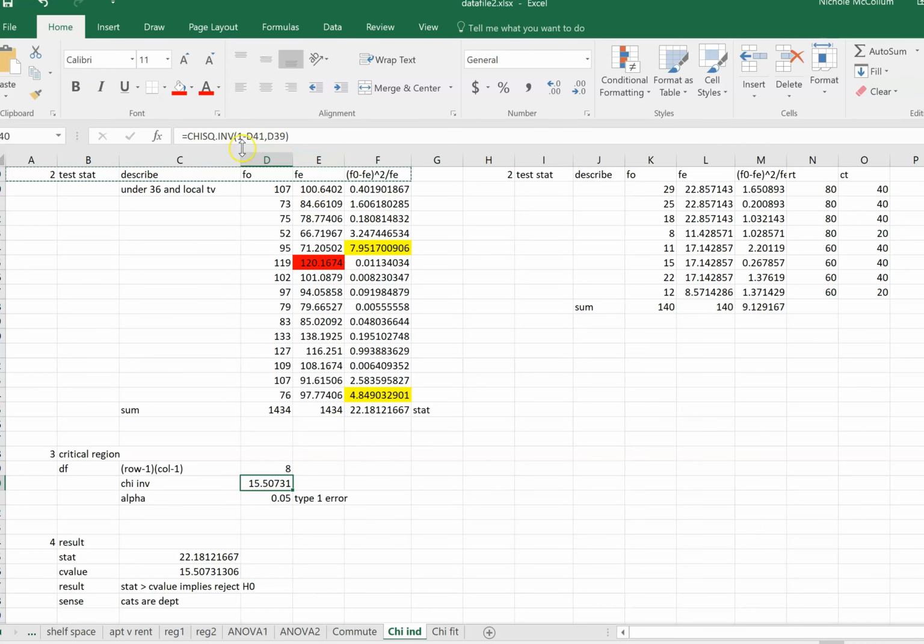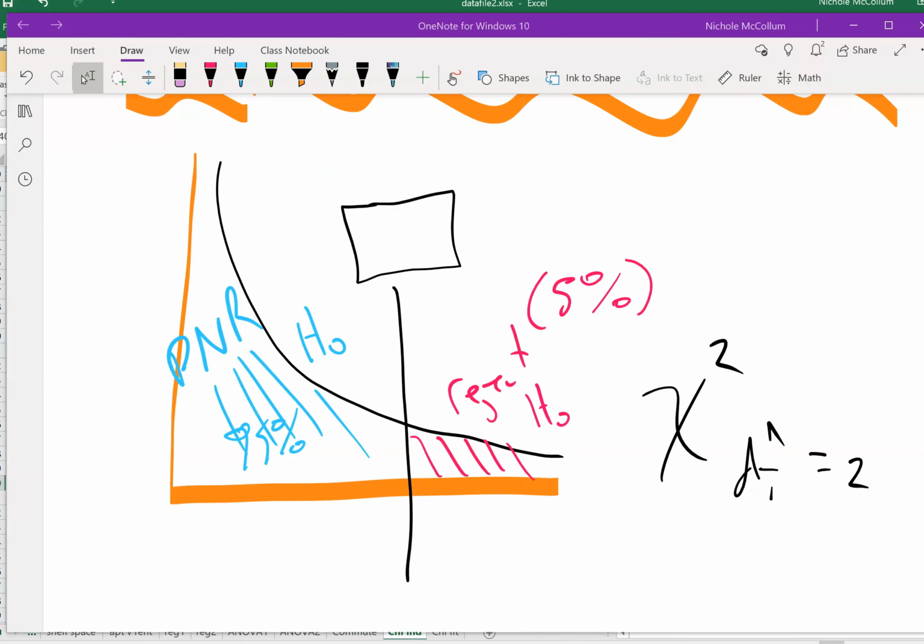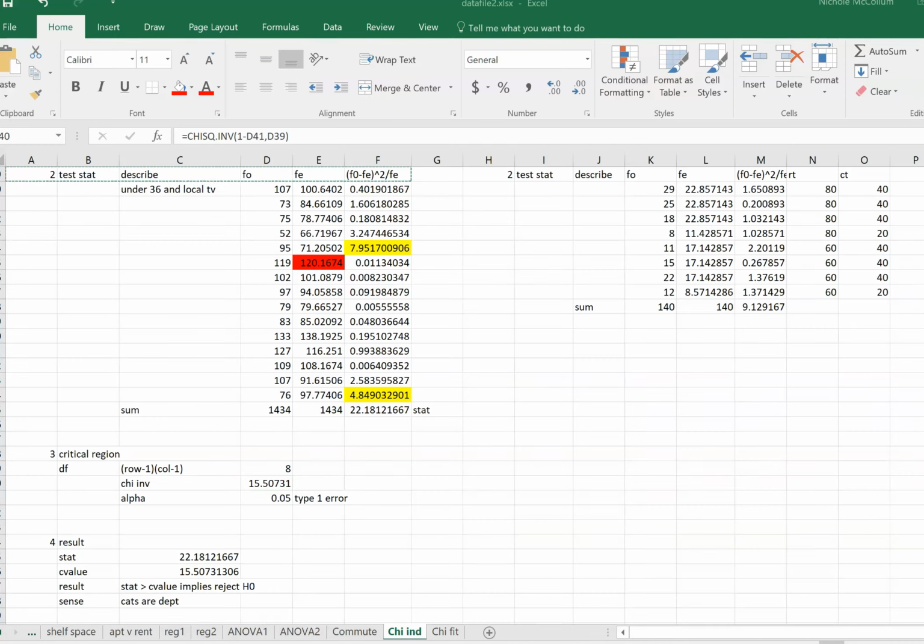And so then notice the 1 minus, because chi-squared inverse needs the area below, which would have been the 95%, according to my picture again. 95% below. Rejection at 5% means 95% below. I need you to understand, not just plug and chug, I need you to understand why I'm doing it.